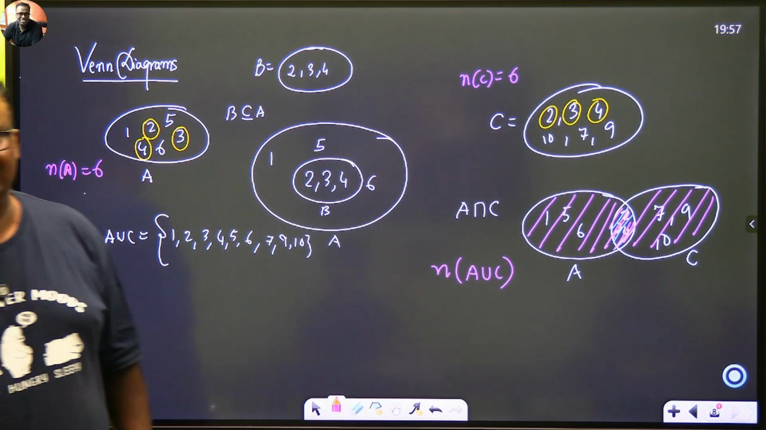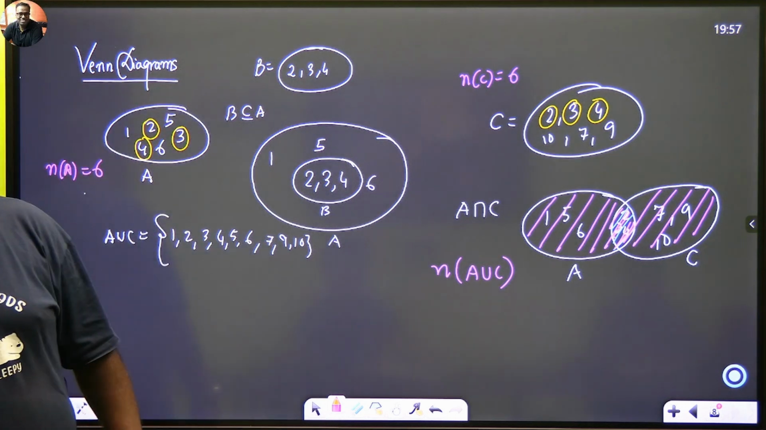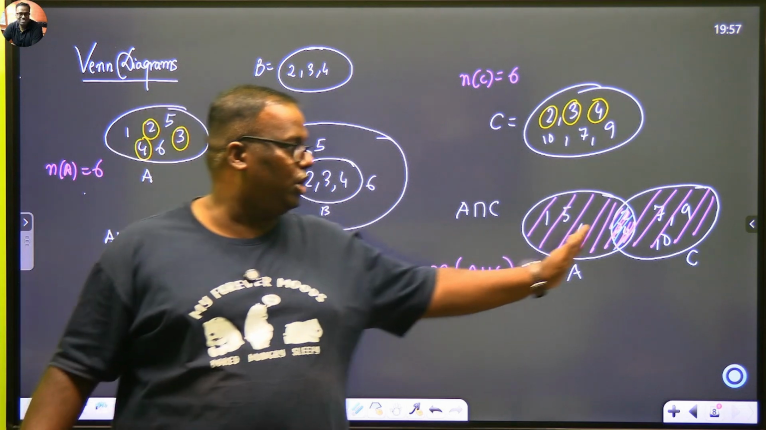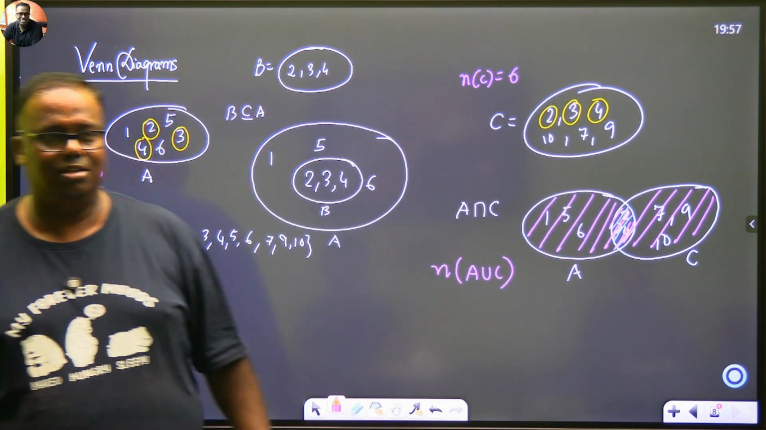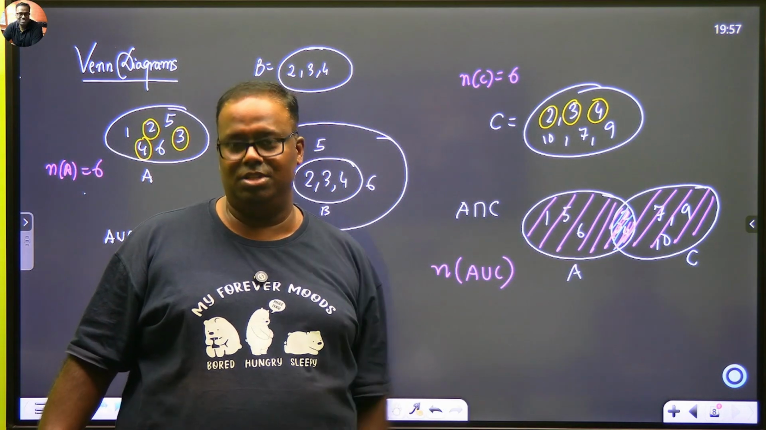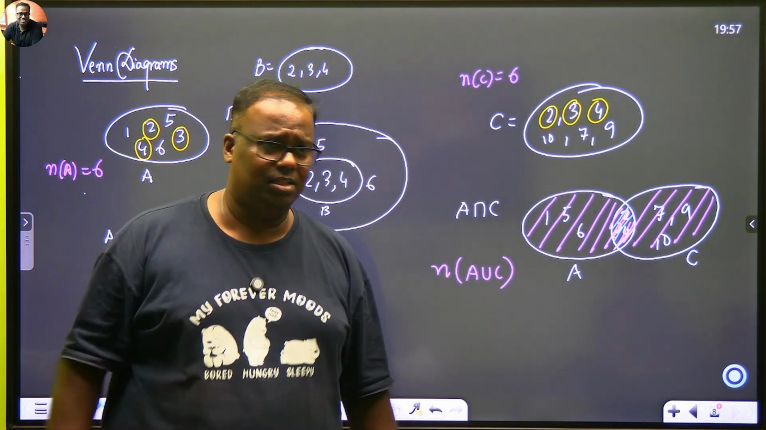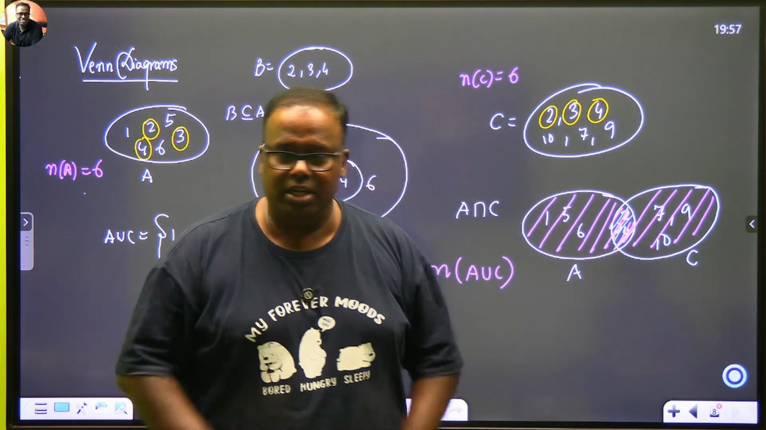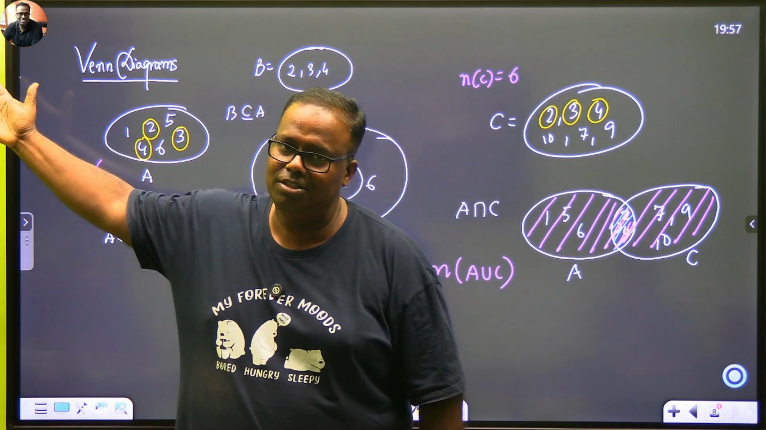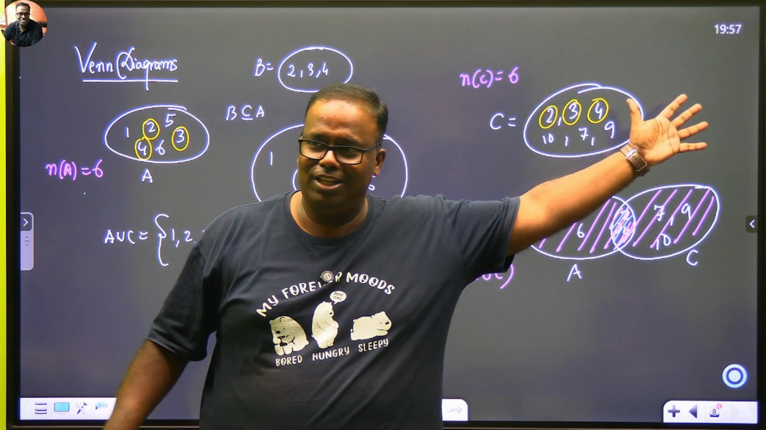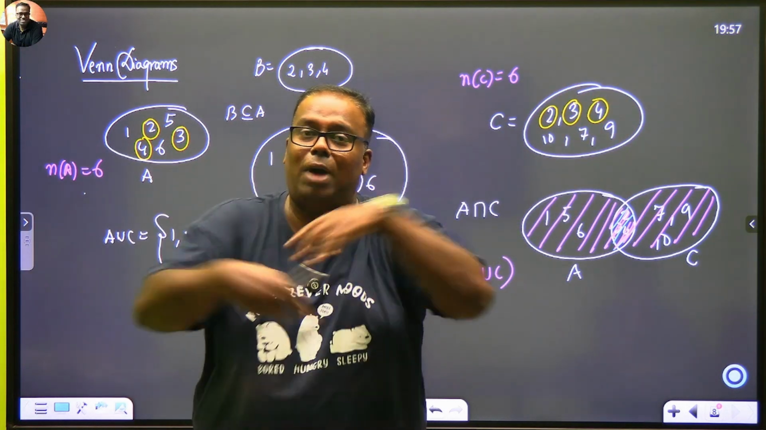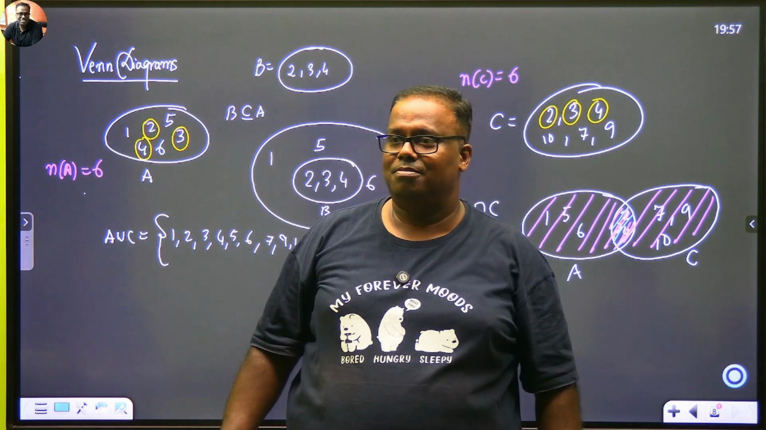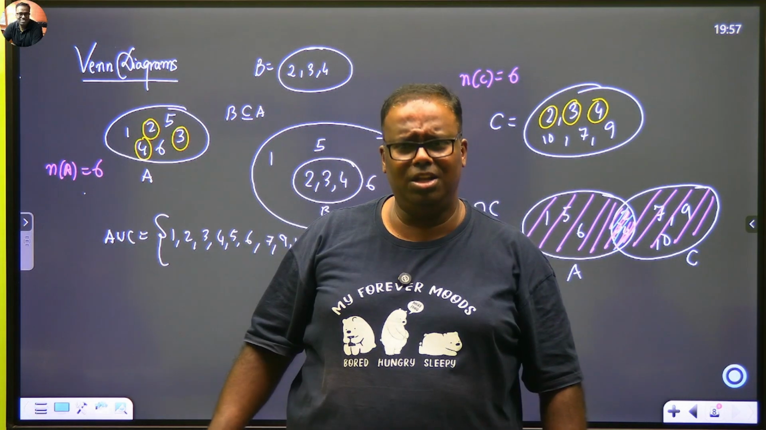Srinika, how many elements? In A union C. A union C is the entire. No, how many elements are in A union C? 9. He's correct. 1, 2, 3, 4, 5, 6, 7, 8, 9. But we brought 6 in one set and 6 in the other set, and we took the union of both. Then why did it not become 12? Why not 12? We will not count the common ones twice.